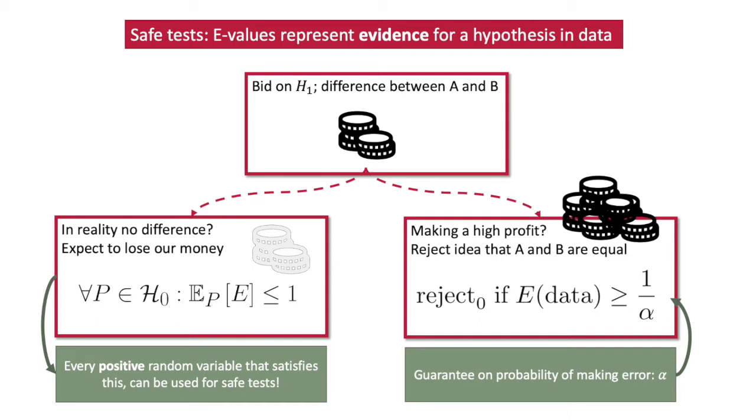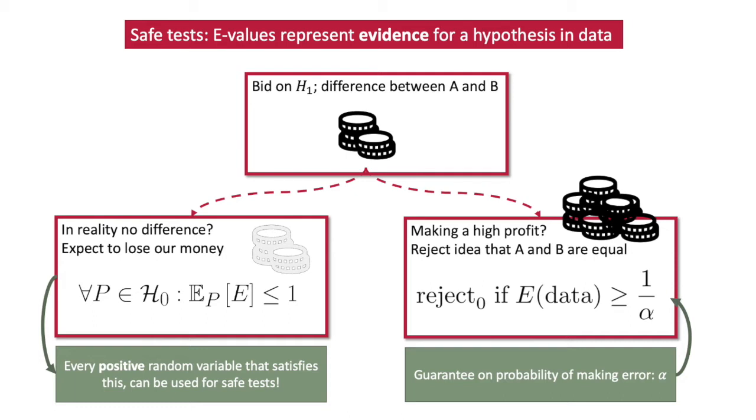Let's say we bid €1. So when there is in reality no difference between the groups, so the scenario you see on the left hand side, we expect to lose our investment, and this is a direct result of the definition of e-variables. Those are namely every random variable that satisfy the equation on the left. So all random variables that have an expectation of at most 1 under the null hypothesis.